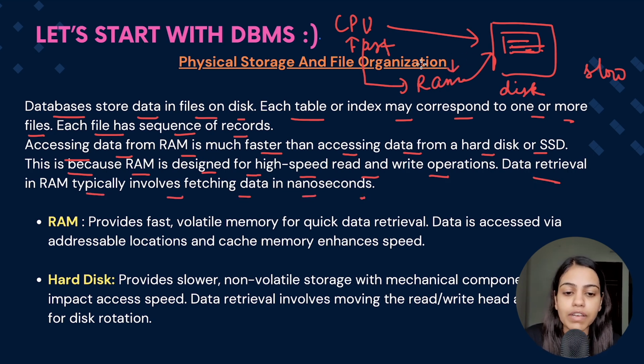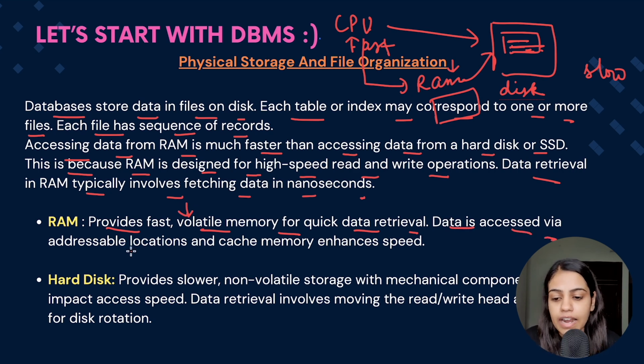So the CPU makes the queries to the RAM and RAM checks if it has the desired result. If it doesn't have it, it goes to the hard disk, takes the blocks and checks if it has the desired results or not. Now RAM provides fast volatile memory for quick data retrieval. Volatile here means that after a system crash or failure, the data will be lost. Data is accessed via addressable location and cache memory enhances the speed.